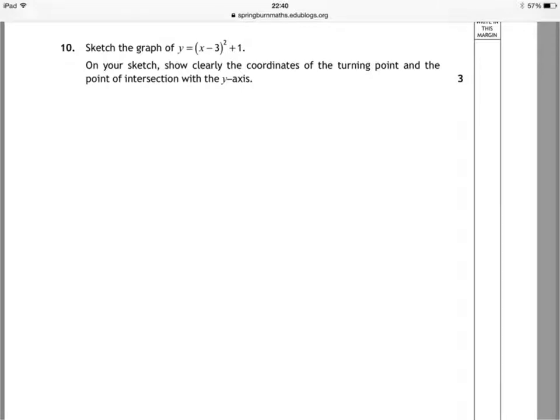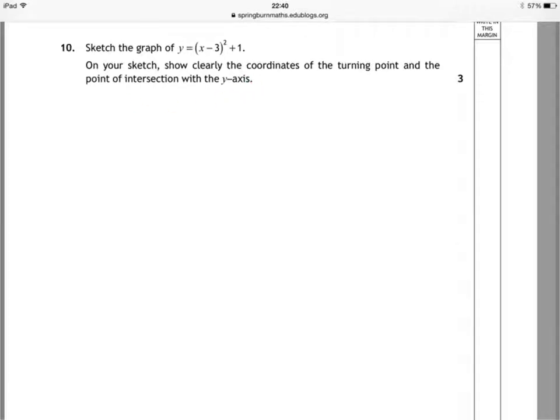Section 11, example 1. Sketch the graph of y equals (x minus 3) squared plus 1. On your sketch, show clearly the coordinates of the turning point and the point of intersection with the y-axis.